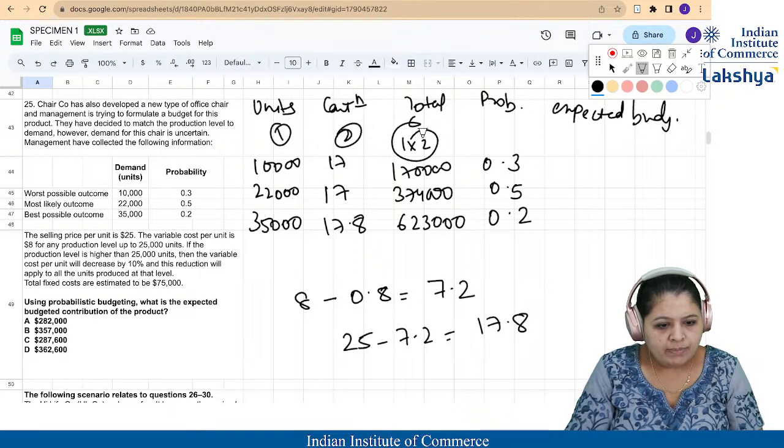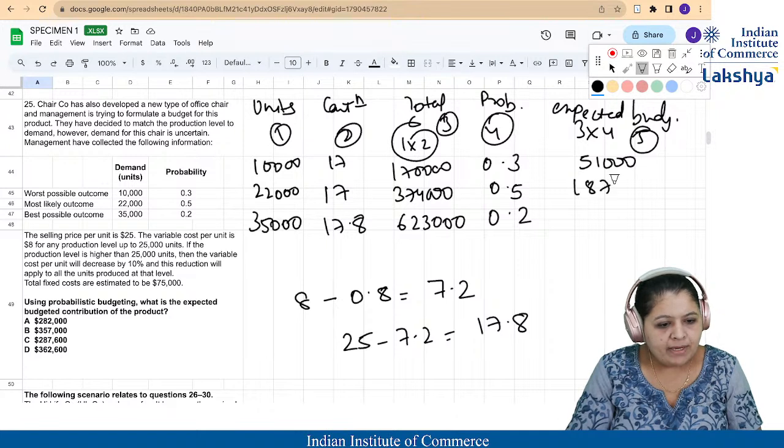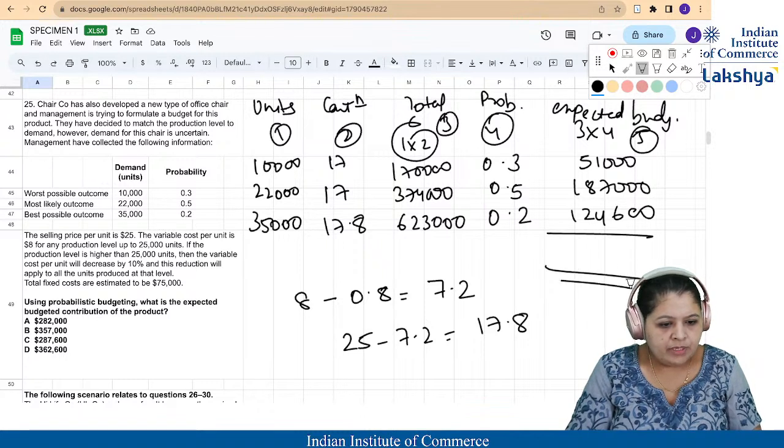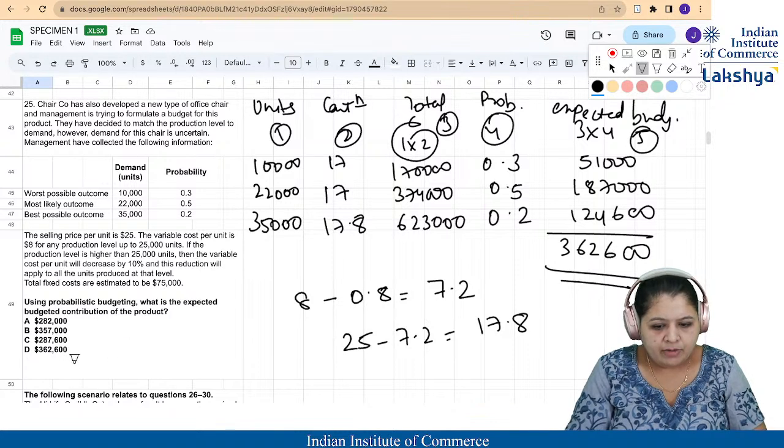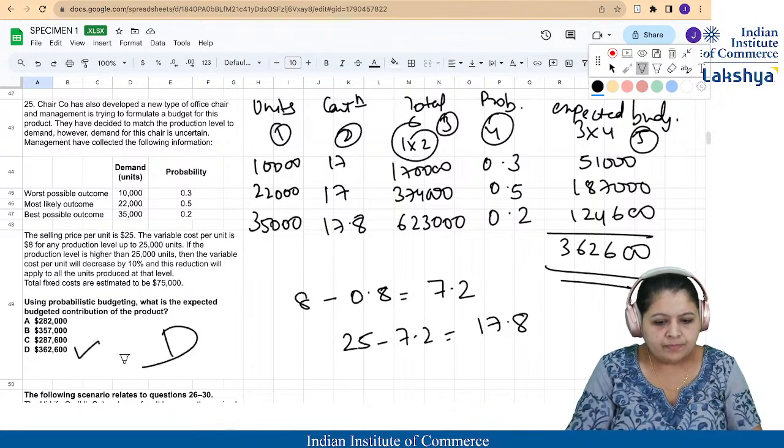Now you have to multiply your number 3 with number 4, right? So 3 into 4 is what you will get as your value, which comes to 51,000, 1,87,000, 1,246,000. Add them up together, which comes to 362,600. You have that value here as your answer D.